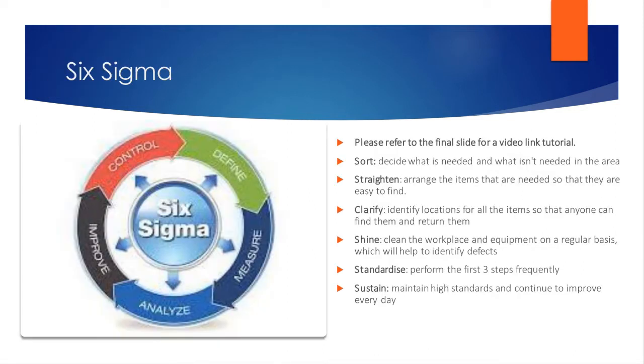6 Sigma. Sort. Decide what is needed and what isn't needed in the area. Straighten. Arrange the items that are needed so that they are easy to find. Clarify. Identify locations for all the items so that anyone can find them and return them. Shine. Clean the workplace and equipment on a regular basis, which will help to identify defects. Standardize. Perform the first 3 steps frequently. Sustain. Maintain high standards and continue to improve every day.